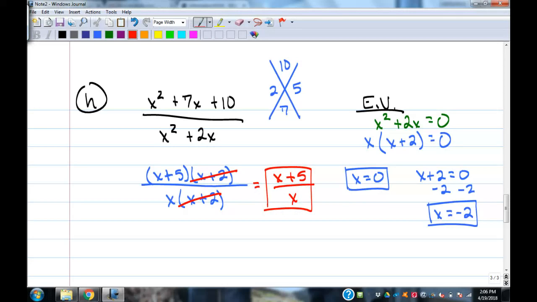That's it. Because this is an addition here, so you can't cancel parts. Okay. Factoring by X method there because it had 3 terms.